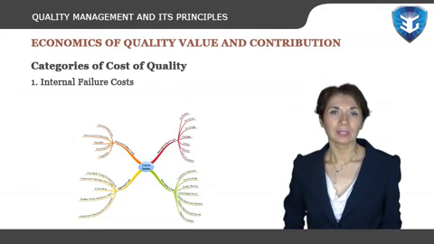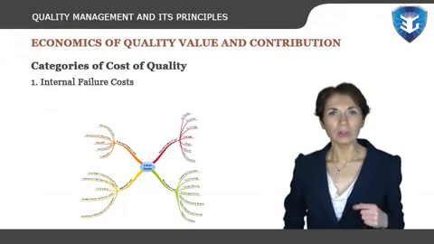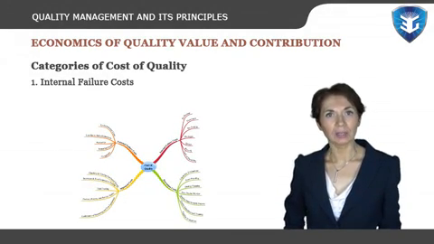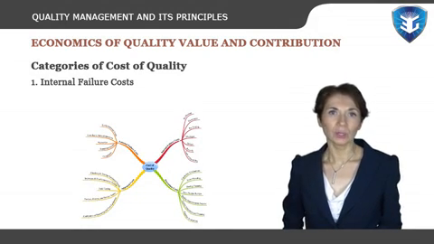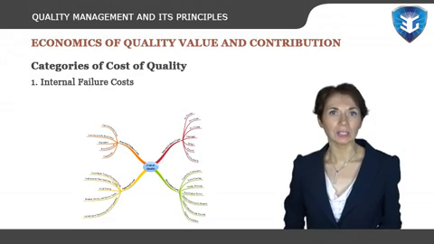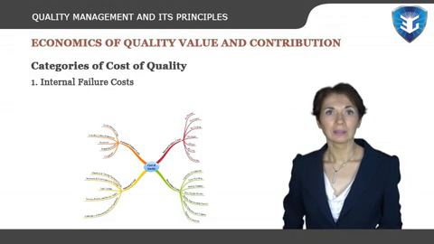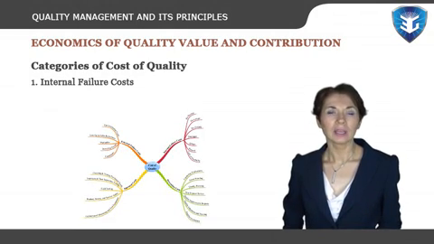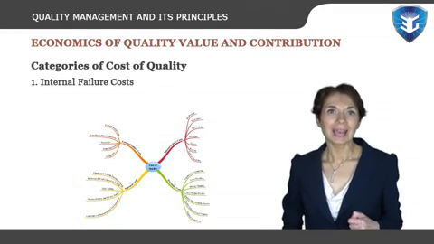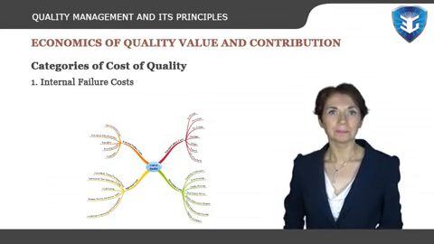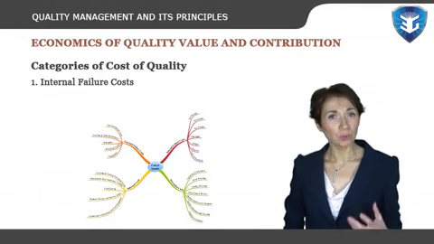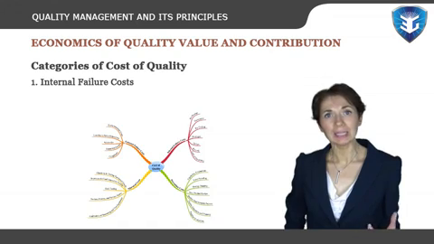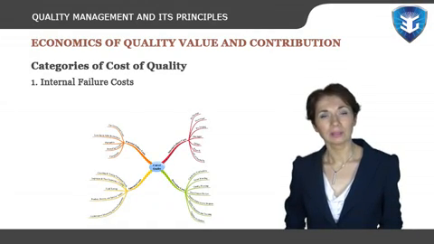Strategy 5. The award criteria approach. When using this model, an organization uses the criteria of a quality award. Let's move to the next topic, which is economics of quality, value, and contribution. Cost of quality. The term quality costs has different meanings to different people. Some equate quality cost with the cost of poor quality due to finding and correcting defective work.